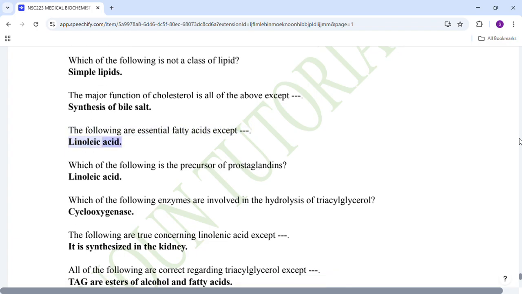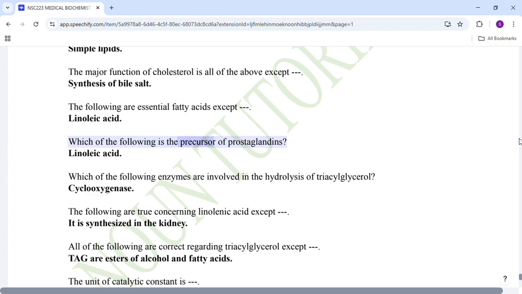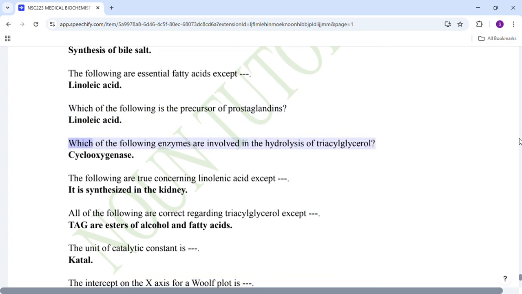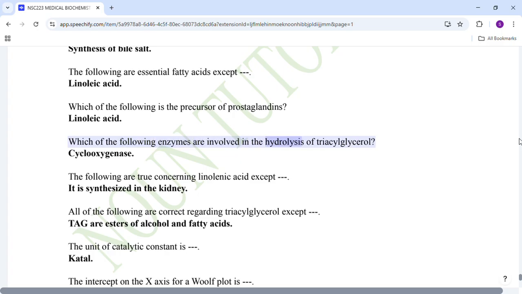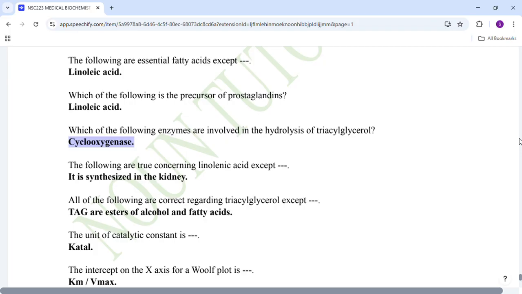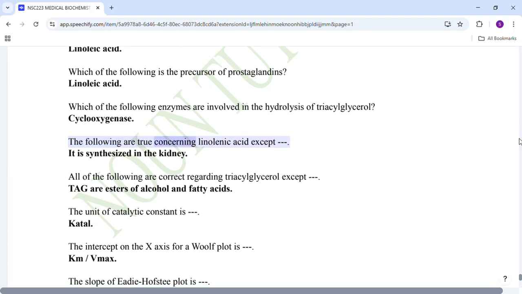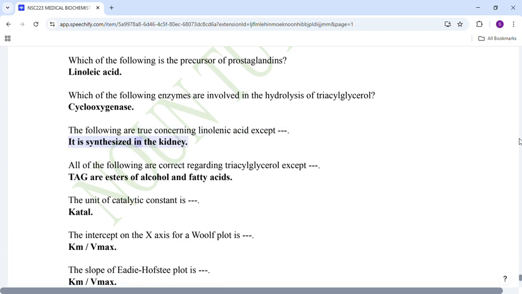Linoleic acid. Which of the following is the precursor of prostaglandins? Linoleic acid. Which of the following enzymes are involved in the hydrolysis of triacylglycerol? Cyclooxygenase. The following are true concerning linolenic acid except dash dash. It is synthesized in the kidney.